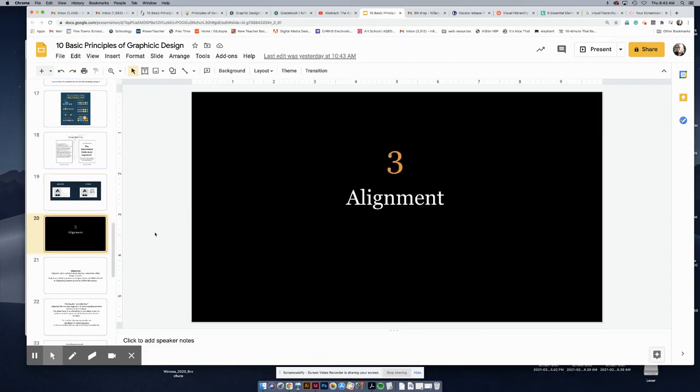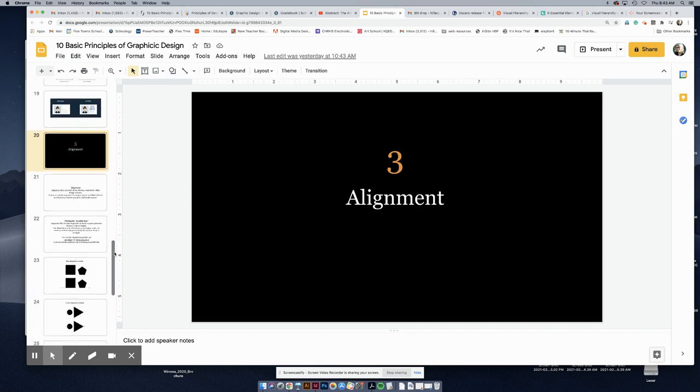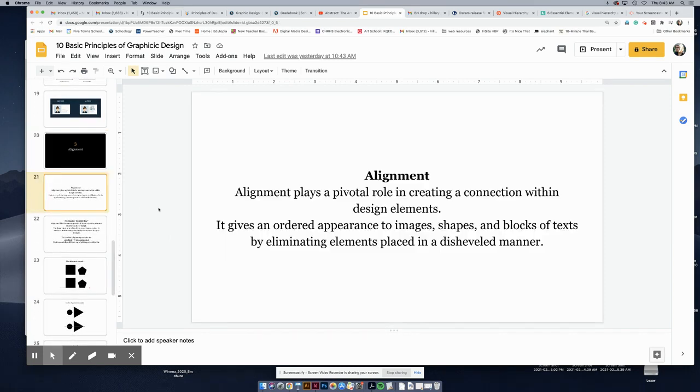Let's look at alignment. Alignment is something that you are going to start to become much more aware of as you work with bodies of text, okay? Alignment plays a big role in organizing your designs, and it can give an ordered appearance to images, shapes, and blocks of text by eliminating elements placed in a disheveled manner. What does a disheveled manner mean? A disheveled manner means just kind of disorganized and messy.